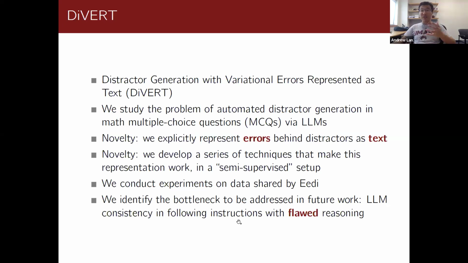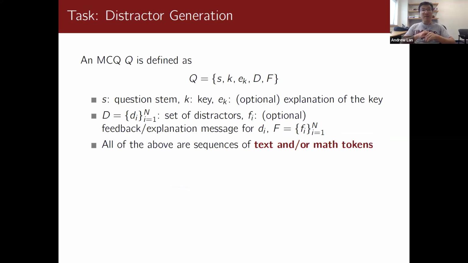Then we experiment on the Eedi data, and I'll share with you what we observe. Also in the end, I'll share what we identify to be the bottleneck for good distractor generation performance, after going through all of these experiments. So let's begin with the task definition. Usually what we have is a collection of the question stem, the key, and a set of distractors and corresponding feedback messages that are optional. You can think of all of these components as either text or math tokens or a combination of both.